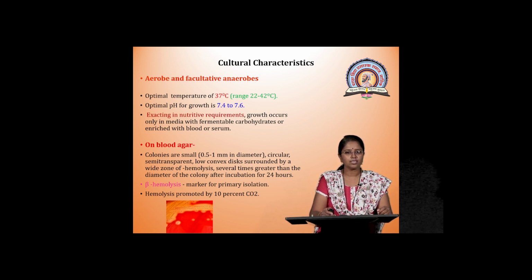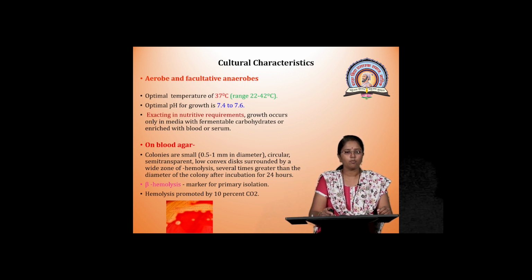In the image we can see the diameter of the colony is from 0.5 to 1 millimeter. The shape of the colony is circular. They are semi-transparent, low convex discs, surrounded by a wide zone of hemolysis, several times greater than the diameter of the colony, after incubation for 24 hours. The size of the colony is very small, and compared to it, the zone of hemolysis is large.